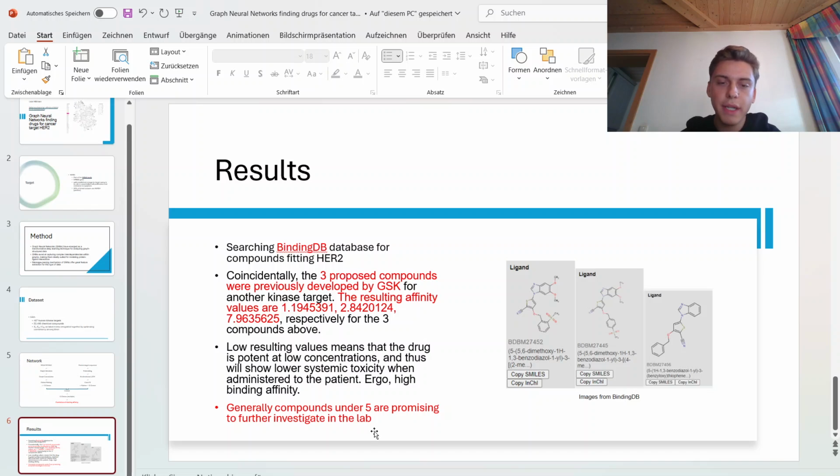Why is that? Basically, low resulting values mean that the drug is potent at low concentrations and thus will show lower systemic toxicity when administered to the patient. Ergo, high binding affinity. So basically, the less drug you have to put into the patient, the better, and the more reactive it is with the intended target.